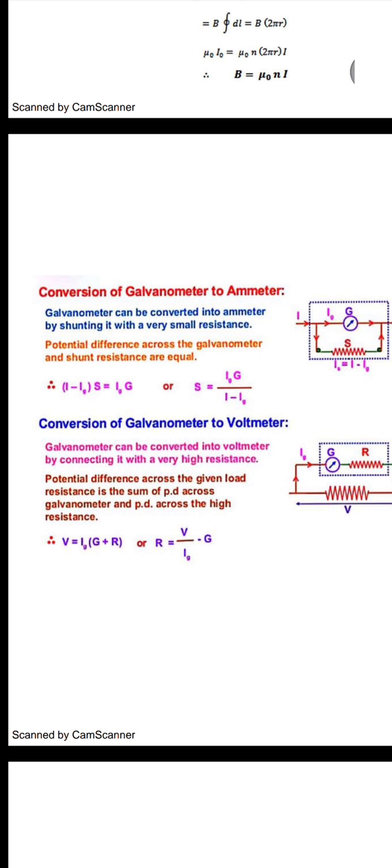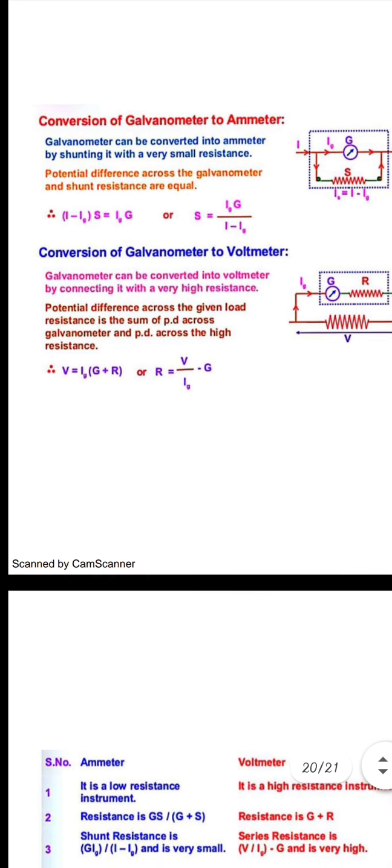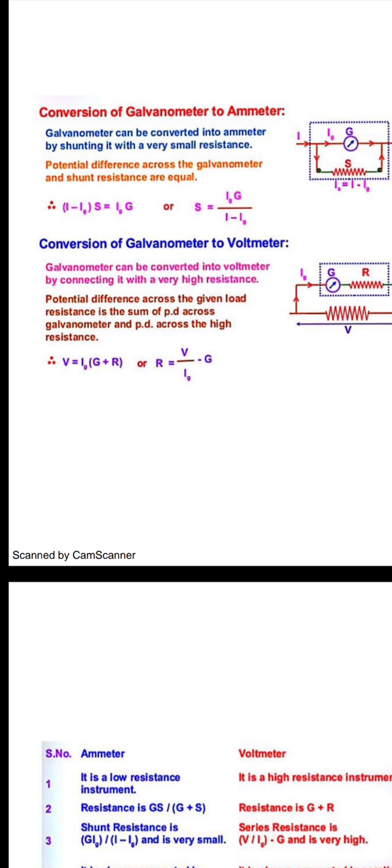So the potential difference across the load resistance and the galvanometer is the sum of the galvanometer potential difference and the potential difference across the resistance also. So V equals Ig into G plus R. So R is given as V upon Ig minus G, where Ig is the current through the galvanometer and G is the resistance of the galvanometer. So this is how we can convert the galvanometer to an ammeter as well as to a voltmeter.